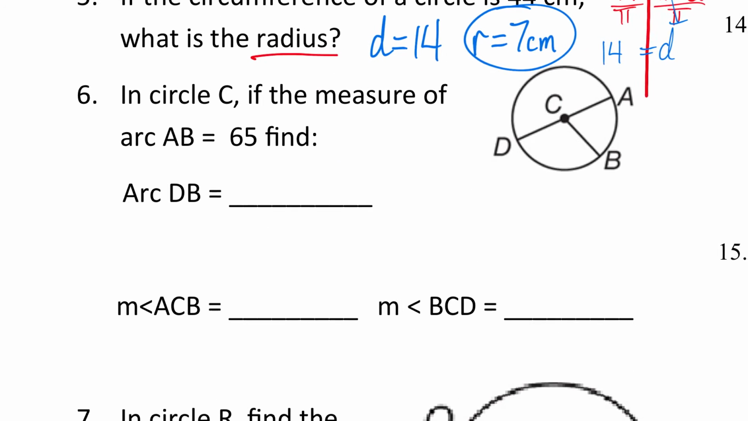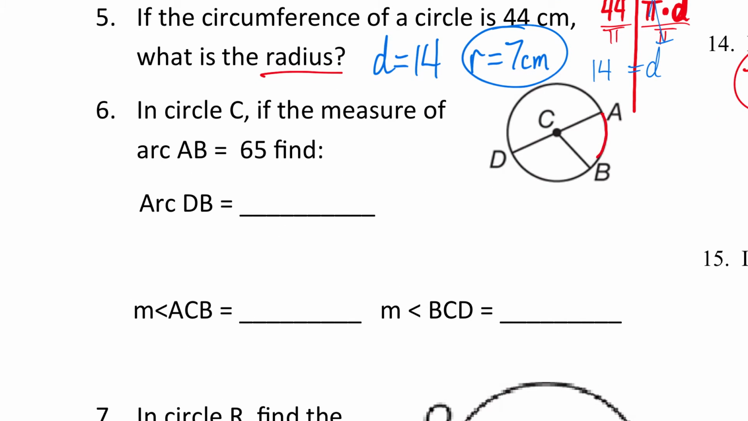Okay, number 6. If arc AB is 65 degrees, what is the measure of arc DB? 115. Yeah, because if you go all the way from D to A, how many degrees is that? 180, and this is 65, so we just do 180 minus 65. That tells me that's 115 degrees.